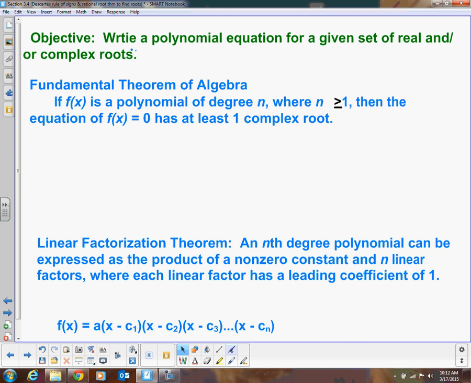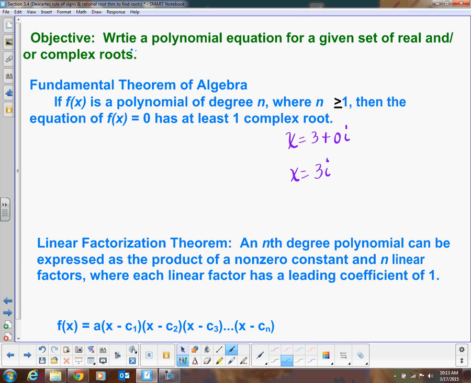What does complex mean? It could be x equals 3. It could be x equals 3i. Isn't 3 the same thing as 3 plus 0i? So you see, this is complex as well as this.